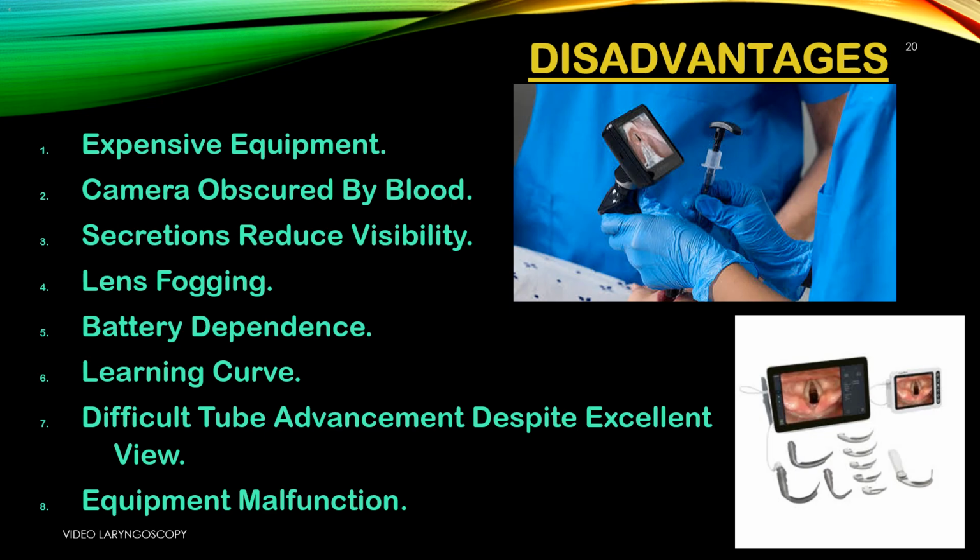6. Learning curve. Seeing on screen is different from direct view. Staff need practiced tube delivery and hand-eye coordination. 7. Difficult tube advancement despite excellent view. Sometimes you can see the cords perfectly but still struggle to get the tube through. The angle can be tricky. 8. Equipment malfunction. Screens can freeze, cables can fail, or blades can be defective. Always need a backup plan ready.